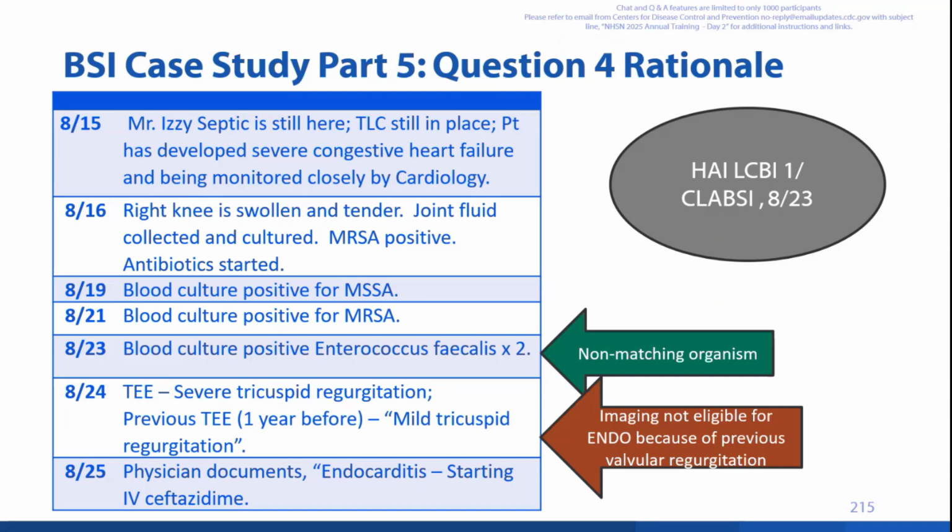And looking at endocarditis, we noticed that there's a TEE with severe tricuspid regurgitation. However, this imaging is not eligible because the previous TEE revealed mild tricuspid regurgitation. And remember, when you have valvular regurgitation on imaging, it must be significant and it must be new. Because the previous TEE revealed that the patient had mild tricuspid regurgitation, the current TEE is not eligible for use. So in this case, an HAI LCBI 1 CLABSI was cited on 8/23 using the Enterococcus faecalis blood specimens.